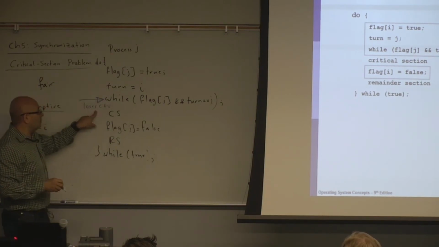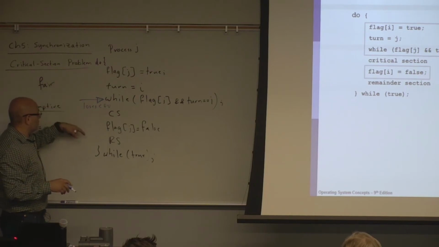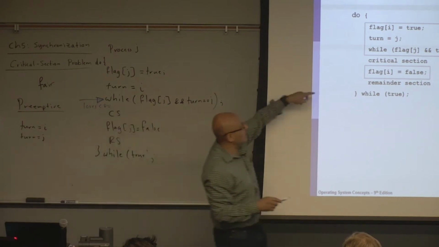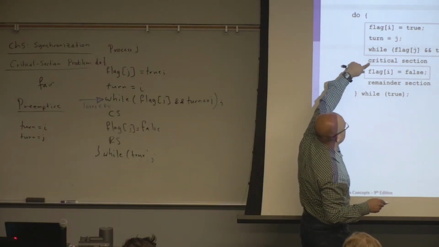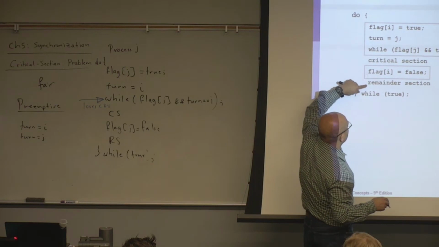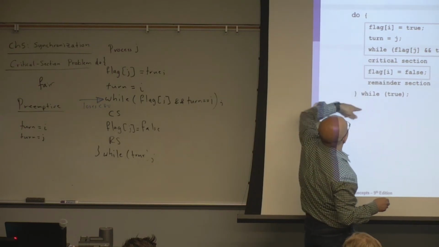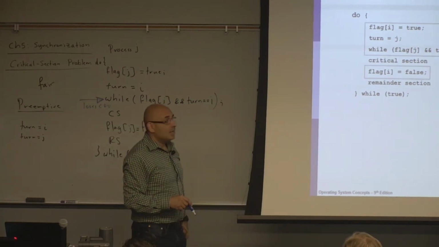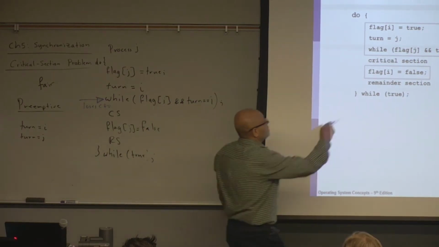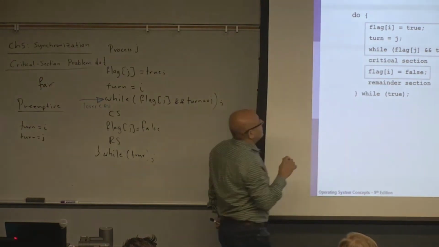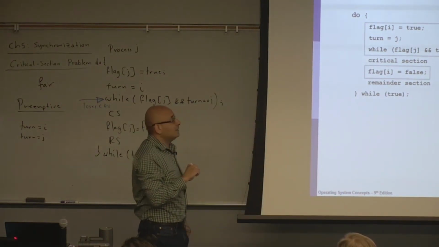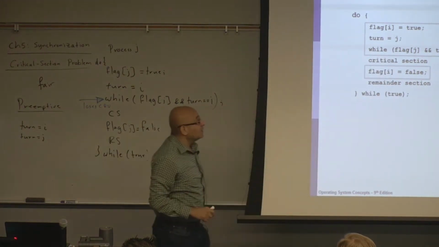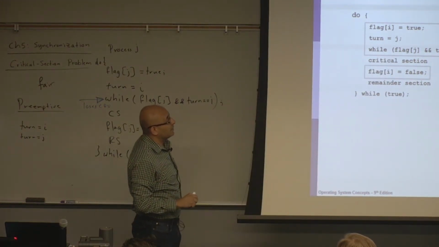For how long will it lose the CPU? We don't know. So while this doesn't have the CPU, process I could have completed the critical section, completed the remainder section, and executed the second iteration in the loop. Now, when process I does the second iteration of the loop, it's going to set its flag to true, so it's going to say I'm interested. Then it's going to set turn to J. So this is where it yields to the other process.